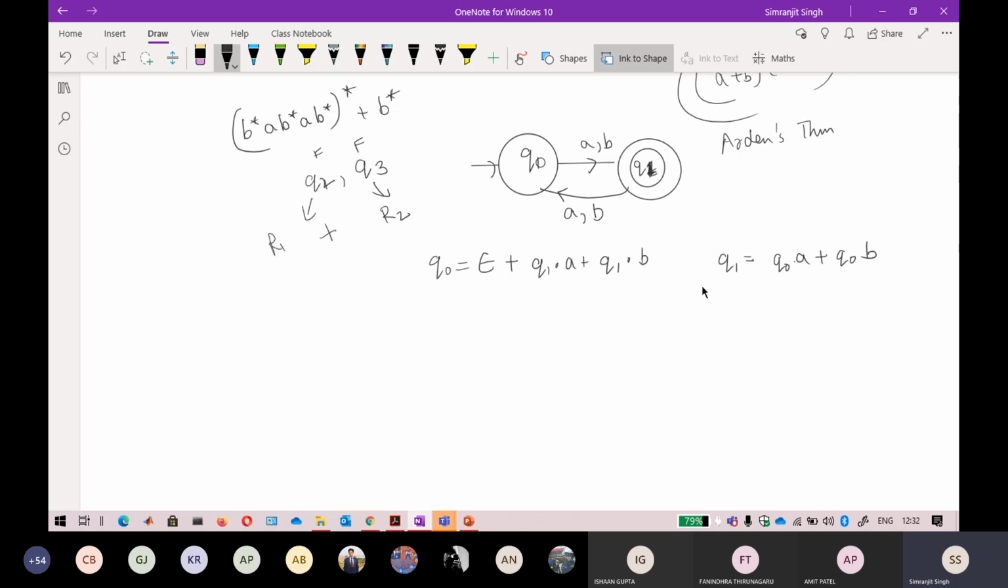So what can we do? Just take this q1 and place it here, so we will get q naught there. I think that will be the correct solution. Okay, so put the value of q1 here: epsilon plus q naught a. It will become a little bit of a difficult equation, I think. A. Now q1 again: q naught a, q naught b, followed by a b.